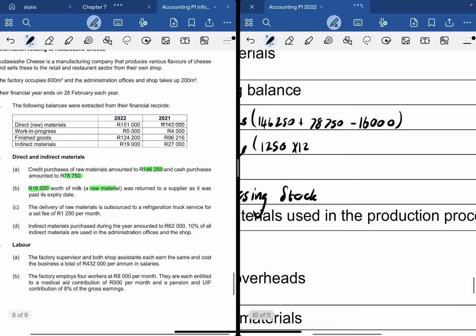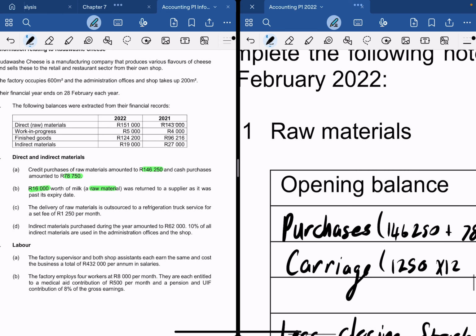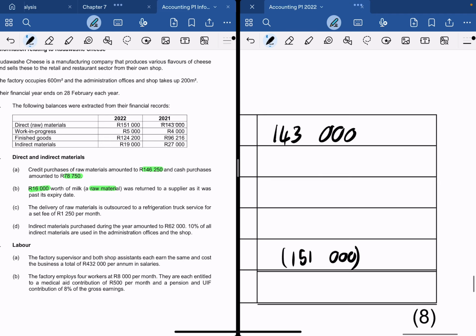Okay. And we see nothing else here. It says indirect materials. We don't deal with that at the moment. We're dealing with direct raw materials. Let me actually just write here, aka direct materials. Same thing, just so you don't get confused if you get one or the other. It says nothing more about our purchases, so we've actually finished this note, so we could start calculating immediately. 146,250 plus 78,750 minus 16,000, we get 209,000.